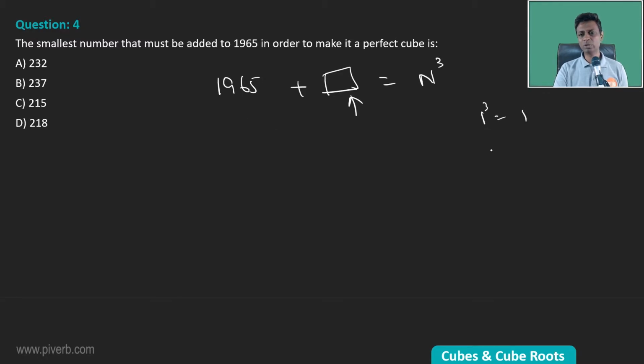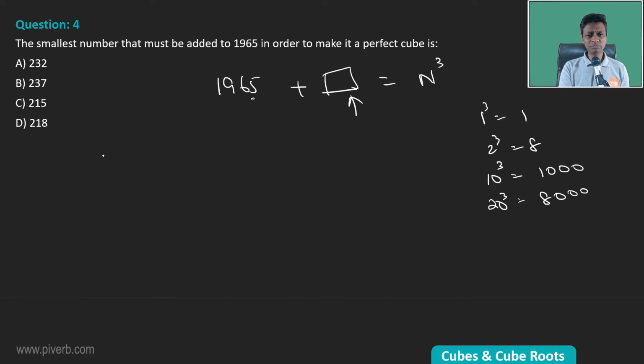1 cube is 1, 2 cube is 8. So obviously this is a larger number. And so I'm going to jump in and say, okay, 10 cube is 1000. So we've got to make this more than 10 cube. Right? 20 cube is 2 into 2 into 2, 8, 8000. Our answer is definitely less than 20 cube. 8000 is a large number. This is just 1965. Wonderful.